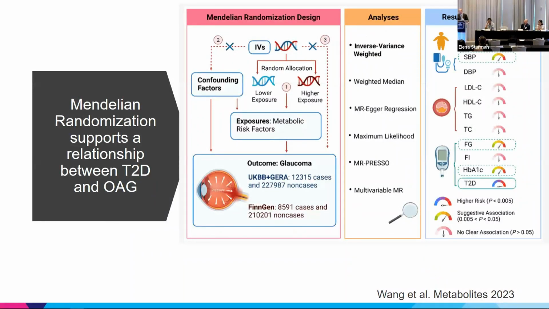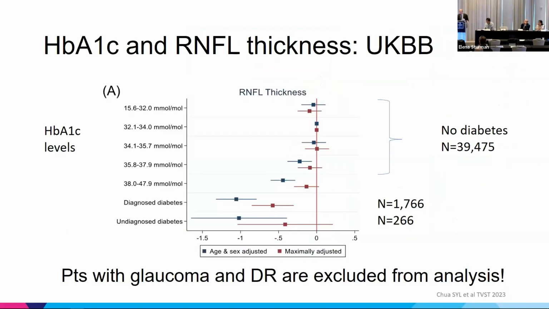bias. And so you can do something called Mendelian randomization experiments, where you look at the genes associated with insulin resistance and ask, are they associated with glaucoma phenotypes? And the answer is that they are. And so the genes for type 2 diabetes in these Mendelian randomization experiments are associated with primary open-angle glaucoma.